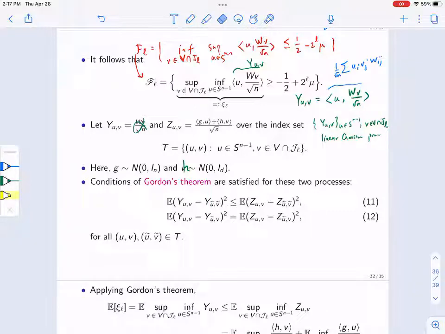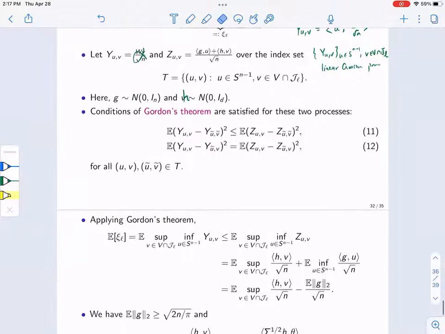The only thing that we need here is, so this T is this index set. The only thing is that U is on the sphere and V is also on the sphere. With these two definitions, we can verify this. This is a good exercise for you to try. If these conditions hold, if I haven't had a typo there, then Gordon's theorem says that sup inf of this process in expectation is lower bounded by sup inf of the other process.